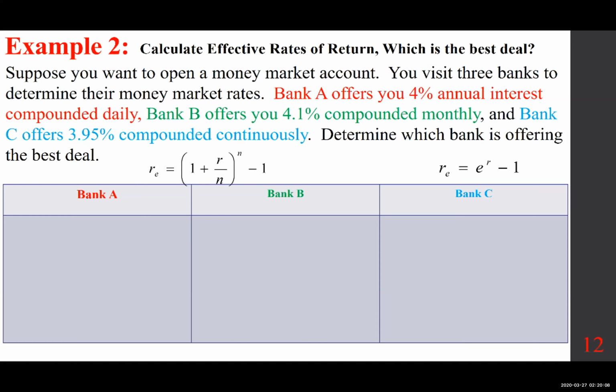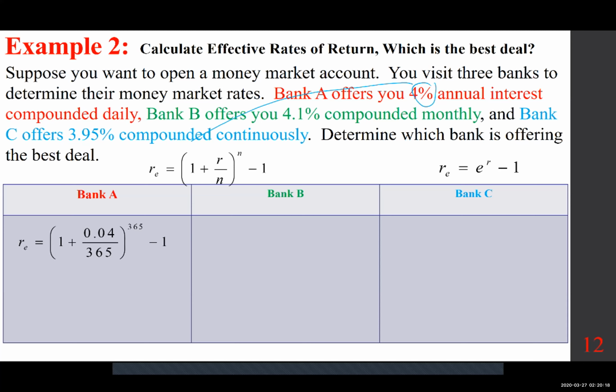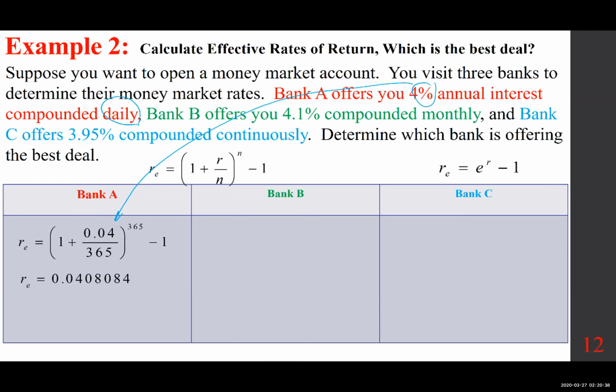So for bank A, we replace the R with 4%. Okay, class, 4%. And because it's daily, normally they use 365 in banking. I want you to know that, although a year is 365 days and normally 6 hours, we use 365. So now you use a calculator. If you want to write it as a percent, it becomes that.